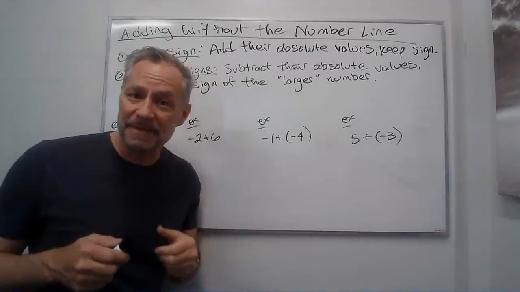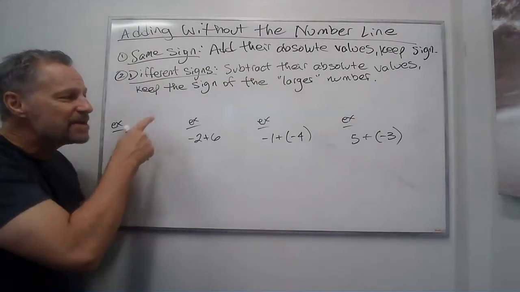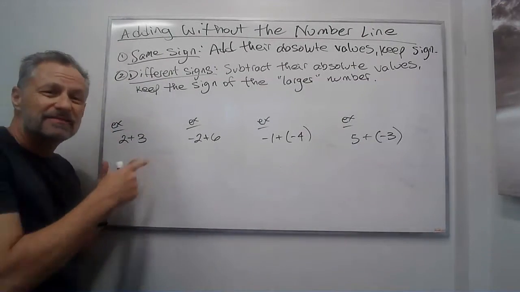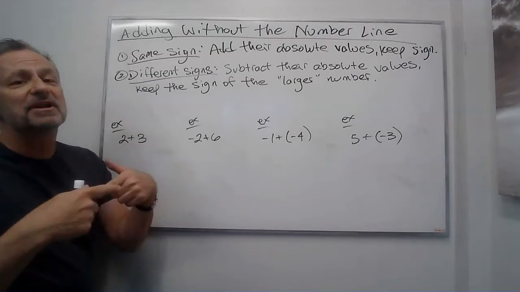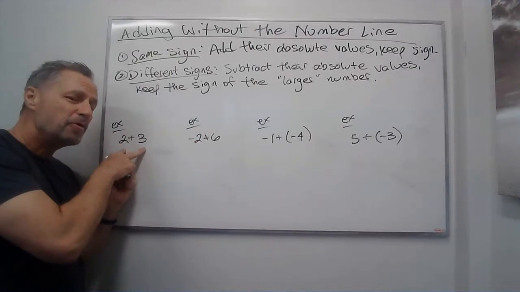Okay, so let's look at some examples. So we've got 2 plus 3. Well, think of any of these as you've got two friends. If you have a positive number, they're giving you money. If it's a negative number, you're giving them money. So think about this. I've got two numbers. They're both the same sign.